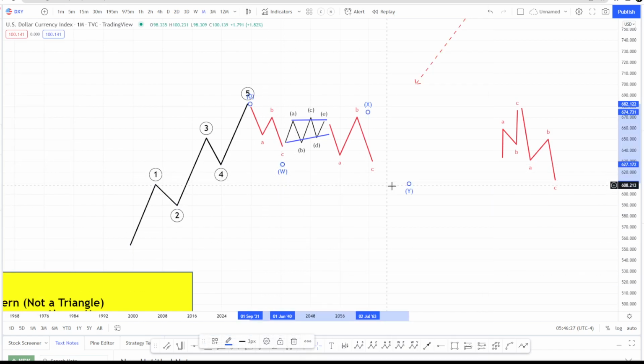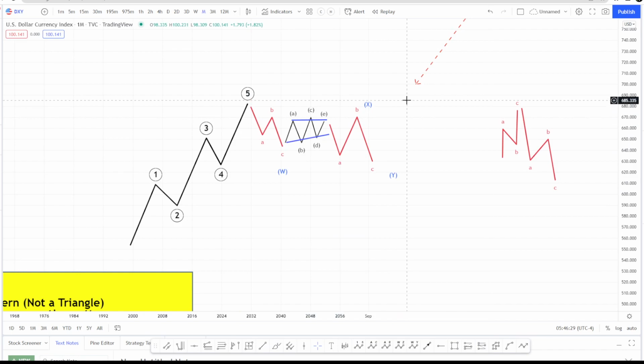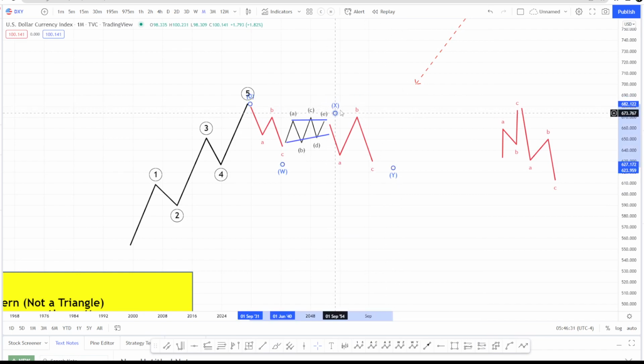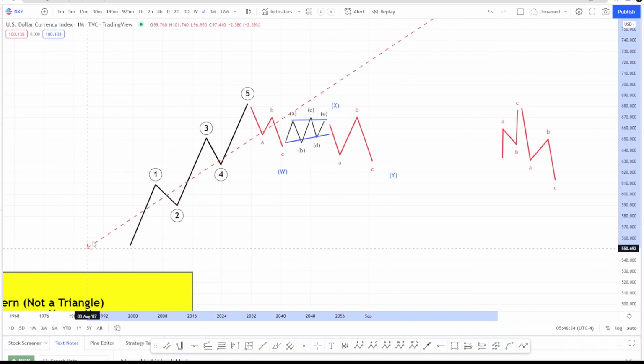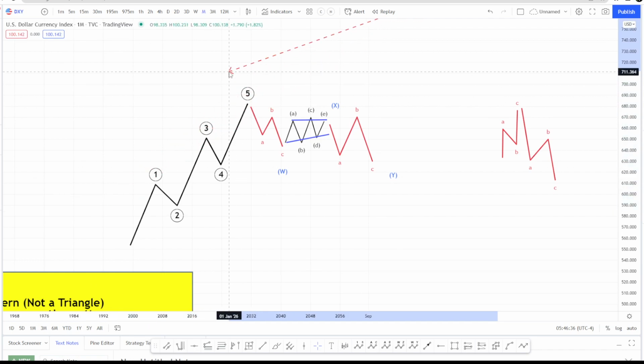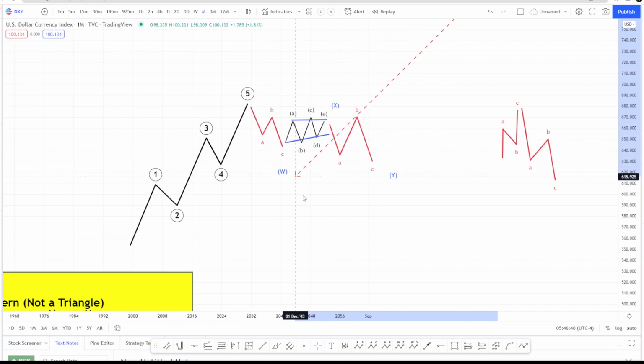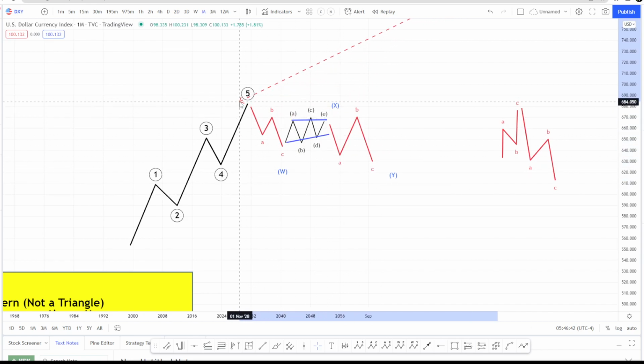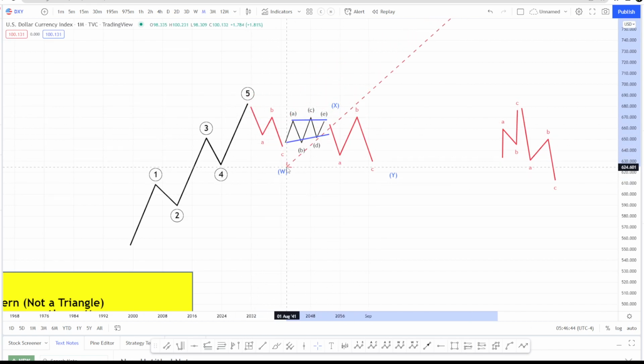This is a genuine WXY correction. Sorry, the X is here. This is the direction of the trend. The impulse dictates the direction of the trend. Why is this not a zigzag? Why is this not a flat? Well, it breaks down into 3. It's a zigzag, 3-wave overall, into a W.